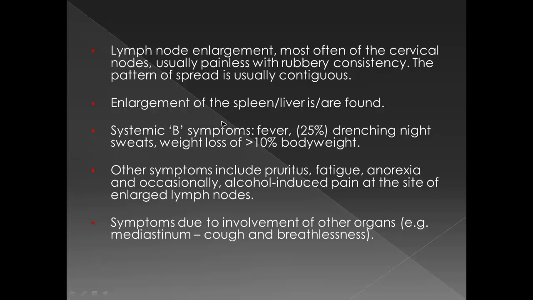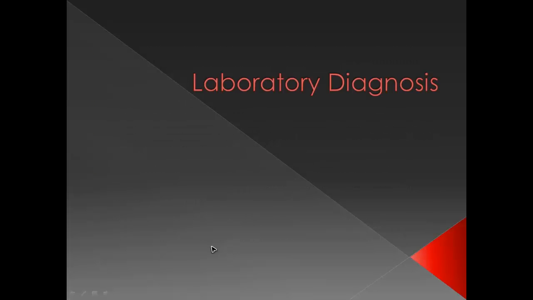Also systemic B symptoms, which are fever, sweating, and weight loss, usually more than 10% of body weight. Other symptoms include pruritus, fatigue, anorexia, and occasionally alcohol-induced pain at the site of the enlarged lymph node, as we said, at the cervical lymph node. Symptoms may also be due to involvement of other organs, for example, involvement of the mediastinum leading to cough and breathlessness.